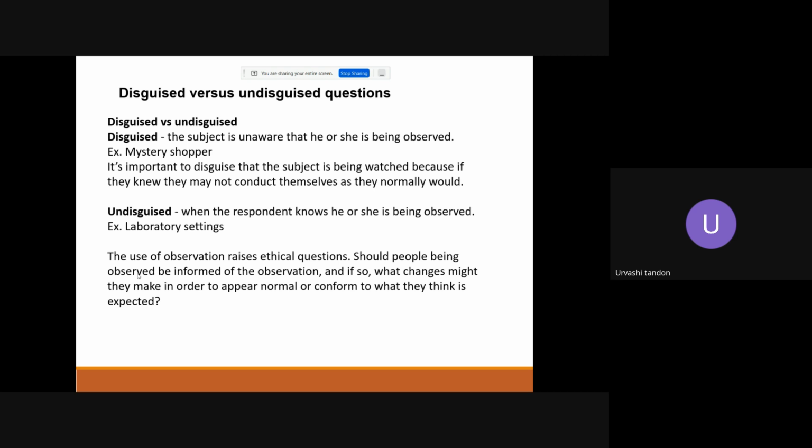Or even when we develop some sort of training module and go for pre and post testing of that training module, that is your undisguised questionnaire. Again, the disguised one raises some ethical concerns also, because you are observing a person without taking his consent, right? So ideally, we should inform the respondent that yes, he is being observed for a reason.